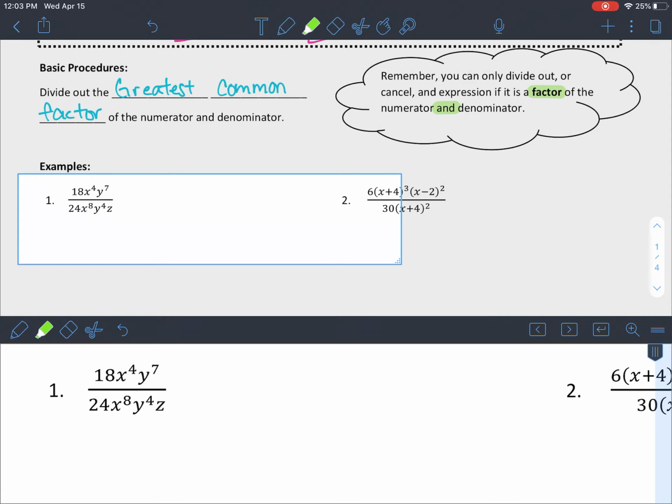So I'm first going to start with my numbers. I want to talk about 18 and 24. What do those two have in common? What is the biggest value that I can take out of both of them?